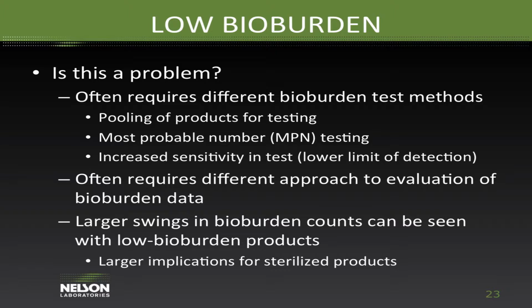The methods that we have used forever often need to be tweaked a little bit to work better for your situation. A few examples here: instead of testing one product at a time for bioburden, you might need to pool multiple samples together so you can get a larger sample size and get your limit of detection down lower. Most probable number, or MPN testing, is something that's not done very often, but it's a very good test method for certain types of products. Or maybe you're taking your typical bioburden test method, but you need it to be more sensitive, so that you can resolve down to 1 CFU or 2 CFU.